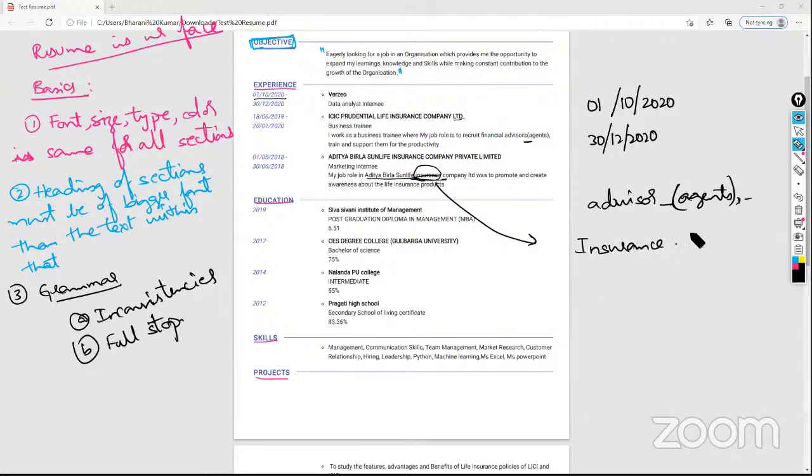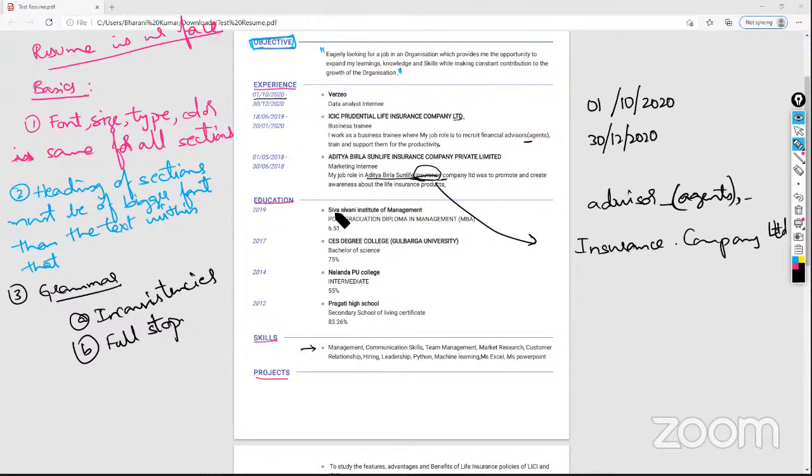Insurance company limited. But when you look at this, I is in small, C is in small, etc. And it should end with the full stop. It's a sentence, not a bullet point. If you have bullet points, like what you see here, bullet points do not end with a full stop. But when you have paragraphs, paragraphs should end with a full stop.